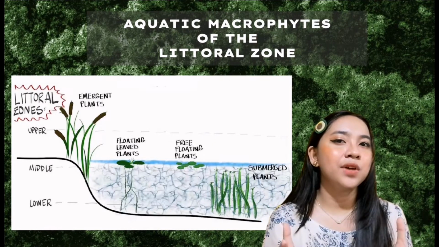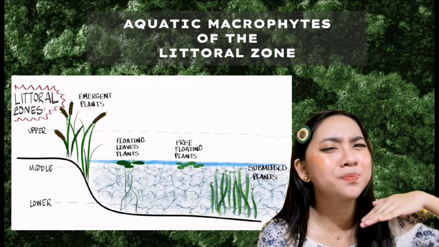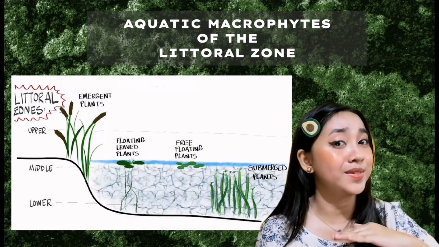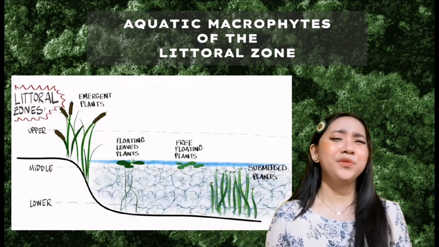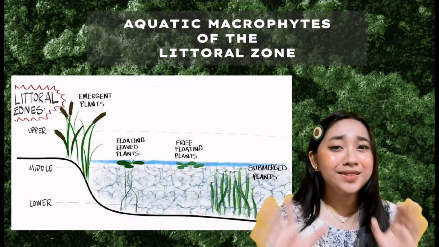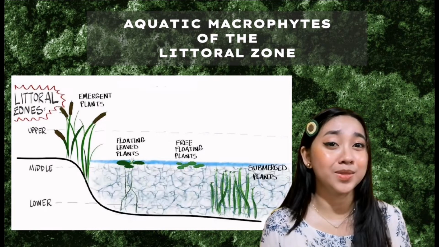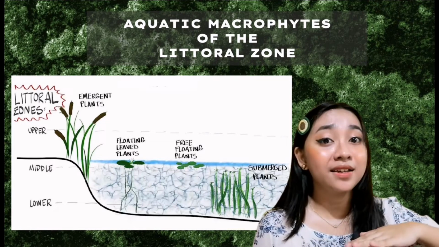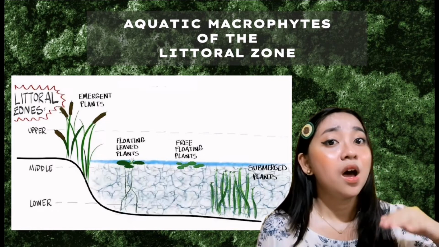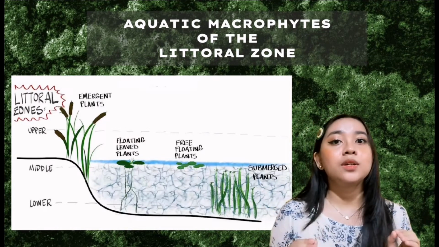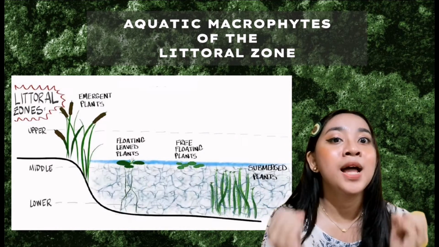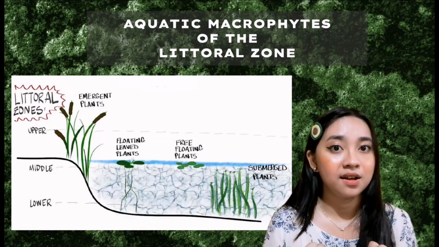Lastly, we have the deepest part of the littoral zone. It's called the lower littoral zone. However, this is usually not the case in other ecosystems because the bottom of the lake is too deep for light penetration. The lower littoral zone is where submerged plants are found.